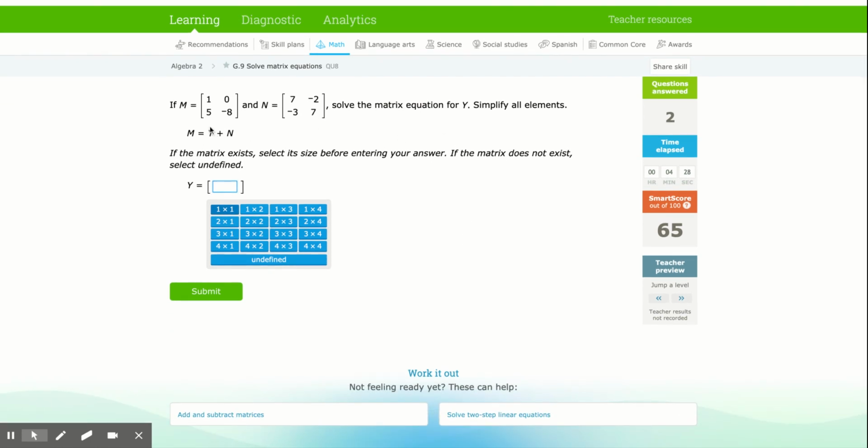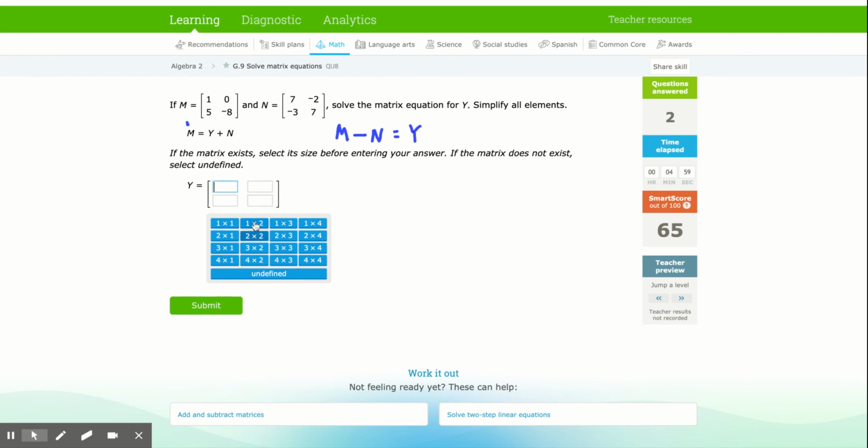Again, now they set it up as they give you one matrix defined as M, one matrix defined as N, and then it says solve this equation down here for Y. So again, it might actually even make it easier because we know Y is going to equal this M matrix minus the N matrix. And so now I'm just going to do 1 minus 7 is a negative 6. And again, a 2 by 2 minus a 2 by 2 will be a 2 by 2.